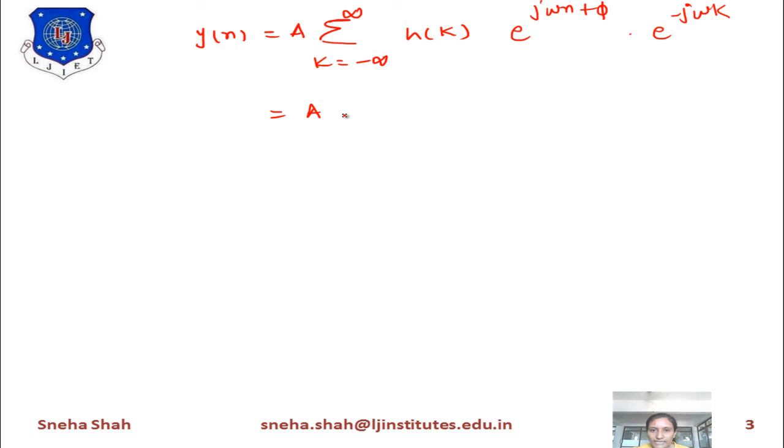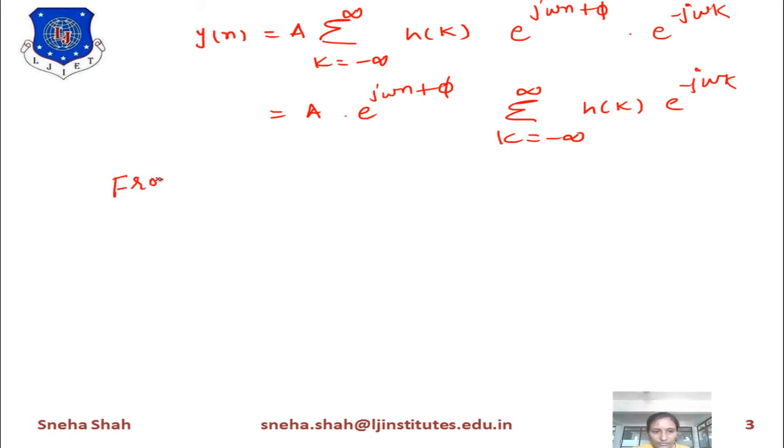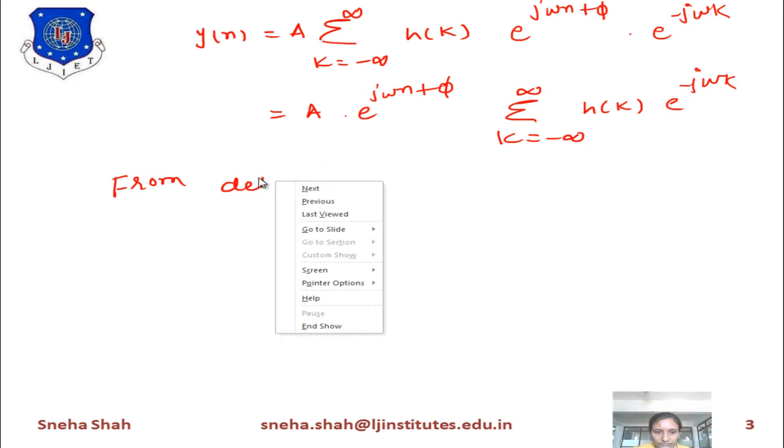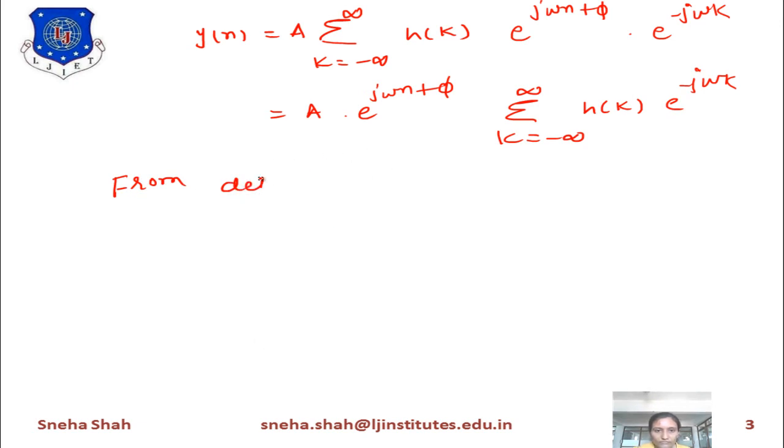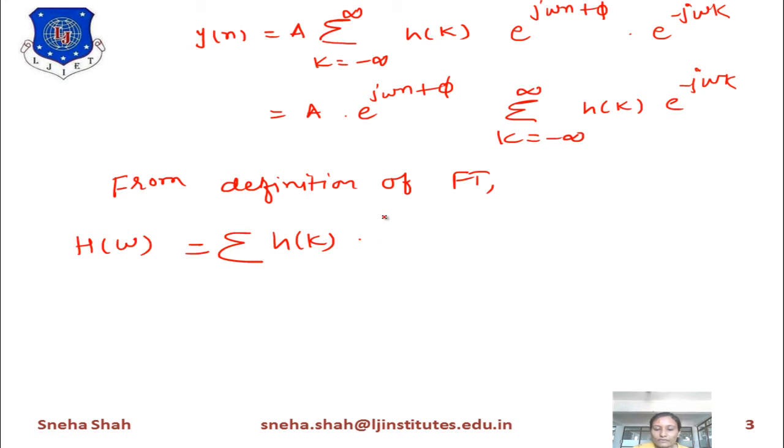So we will write like this: A into e raised to j omega n plus phi, summation k equals minus infinity to infinity h of k e raised to minus j omega k. Now you can see that from the definition of Fourier transform, when we are taking h of k summation, it gives you h of omega when we multiply it with the e raised to minus j omega n term.